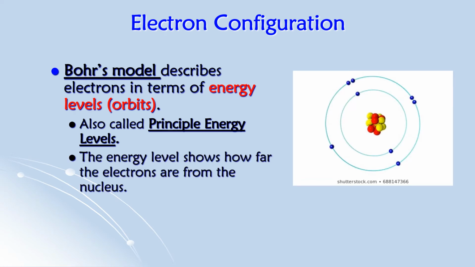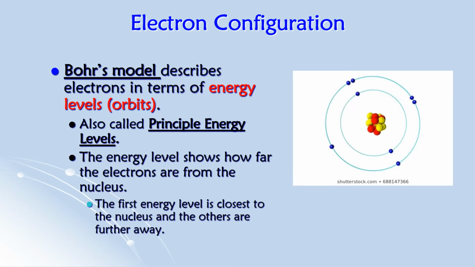So what happens is that if we are looking at an energy level that is closer to the nucleus, that is going to have less energy. If you're looking at an orbit or energy level that is farther away from the nucleus, then that is going to have more energy. So that's how this works.